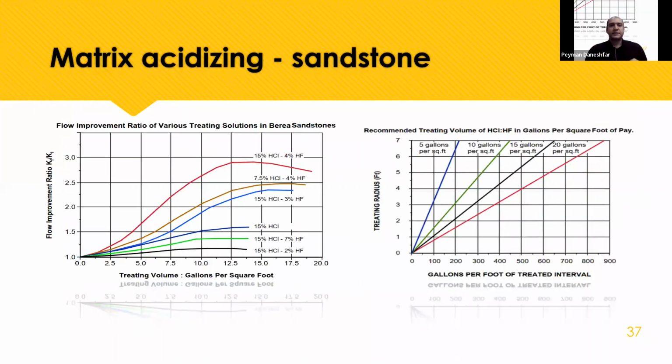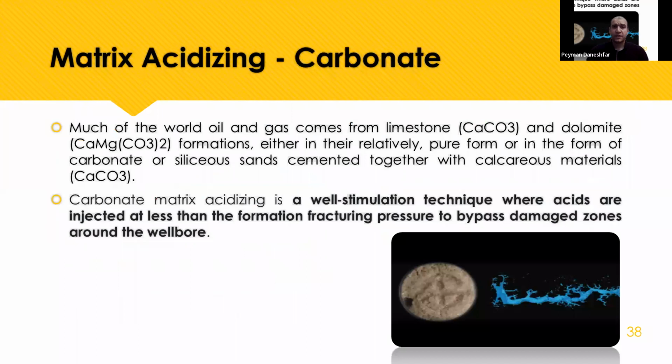As you can see here, some effect of the mixture of the HCl acid with the HF acid. You can see which of them is the best mixture, and here you can see how many gallons per foot we need to acidize per foot in a pay zone.